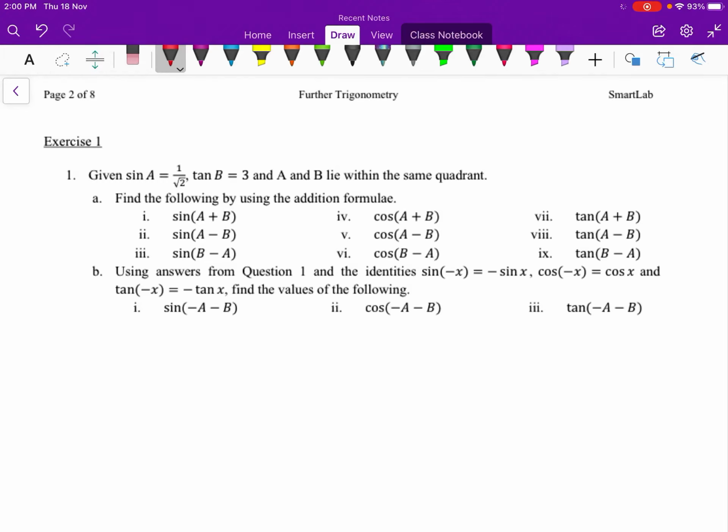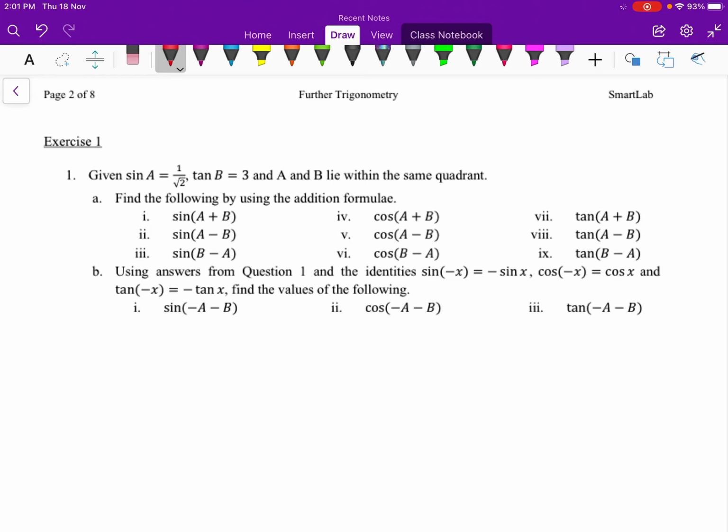Alright, so this is exercise 1. Let me just give you a head start. Okay, so question 1. Given that sine A is 1 over square root 2 and tangent B is equal to 3, and A and B lie within the same quadrant. So our angle A and angle B lie in the same quadrant.